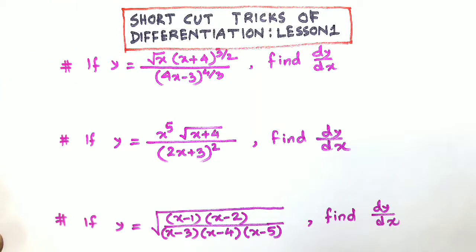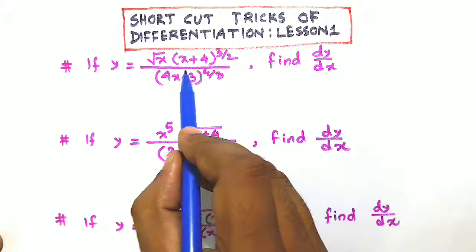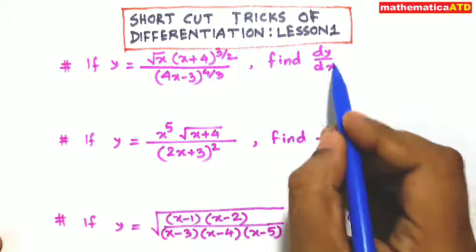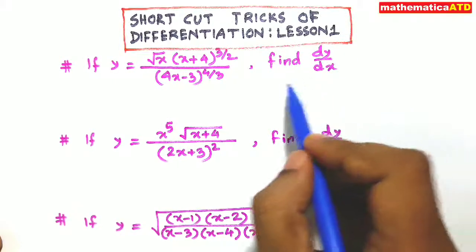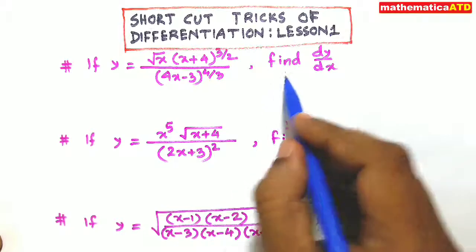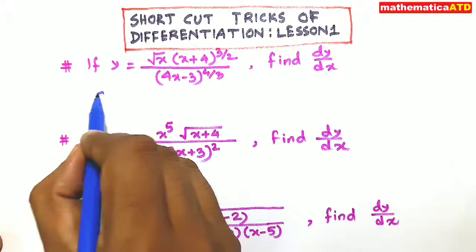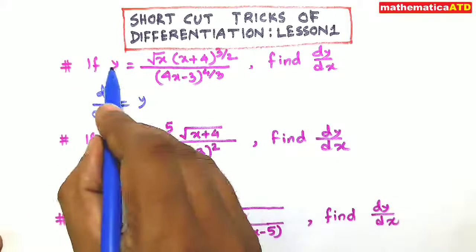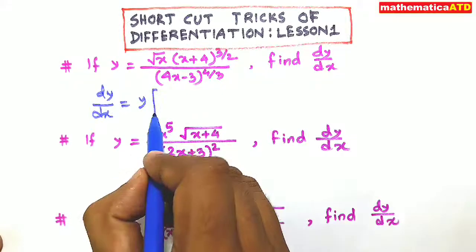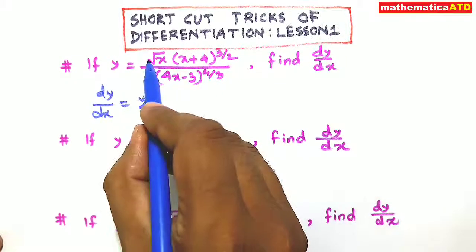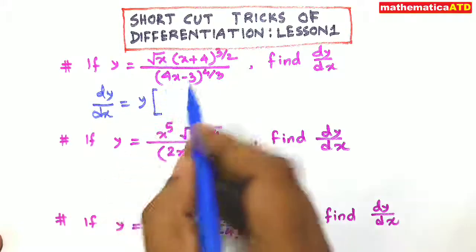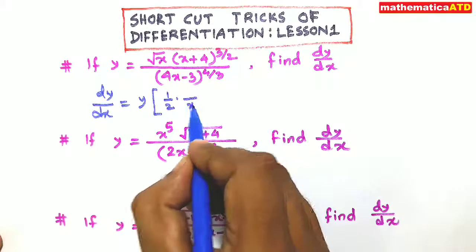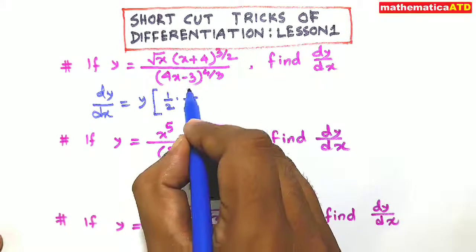So our first example is, if y is equal to root x into (x plus 4) whole to the power 3 by 2 upon (4x minus 3) whole to the power 4/3, find dy dx. Actually in entrance you will find 4 options. You have to find out the correct option. So at a glance, dy dx is equal to, first of all you have to write y as usual, this expression, and put a bracket. First of all you see there is root x. Root x means x to the power half, so you put the power half, this x will be written in the denominator, and the derivative of x is 1, so put 1 here.